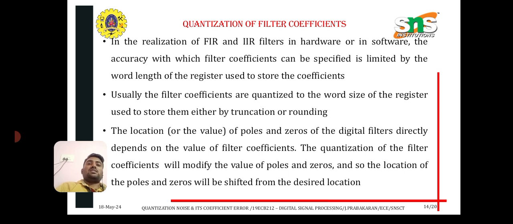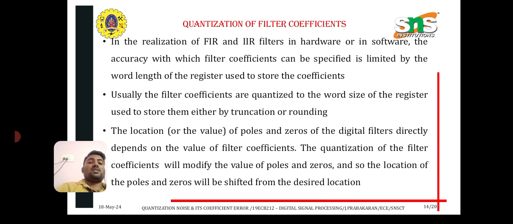In the realization of FIR and IIR filters in hardware or in software, the accuracy with which filter coefficients can be specified is limited by the word length of the register used to store the coefficients. Usually, the filter coefficients are quantized to the word size of the register used to store them, either by truncation or rounding. The location of poles and zeros of the digital filters directly depends on the value of the filter coefficients.